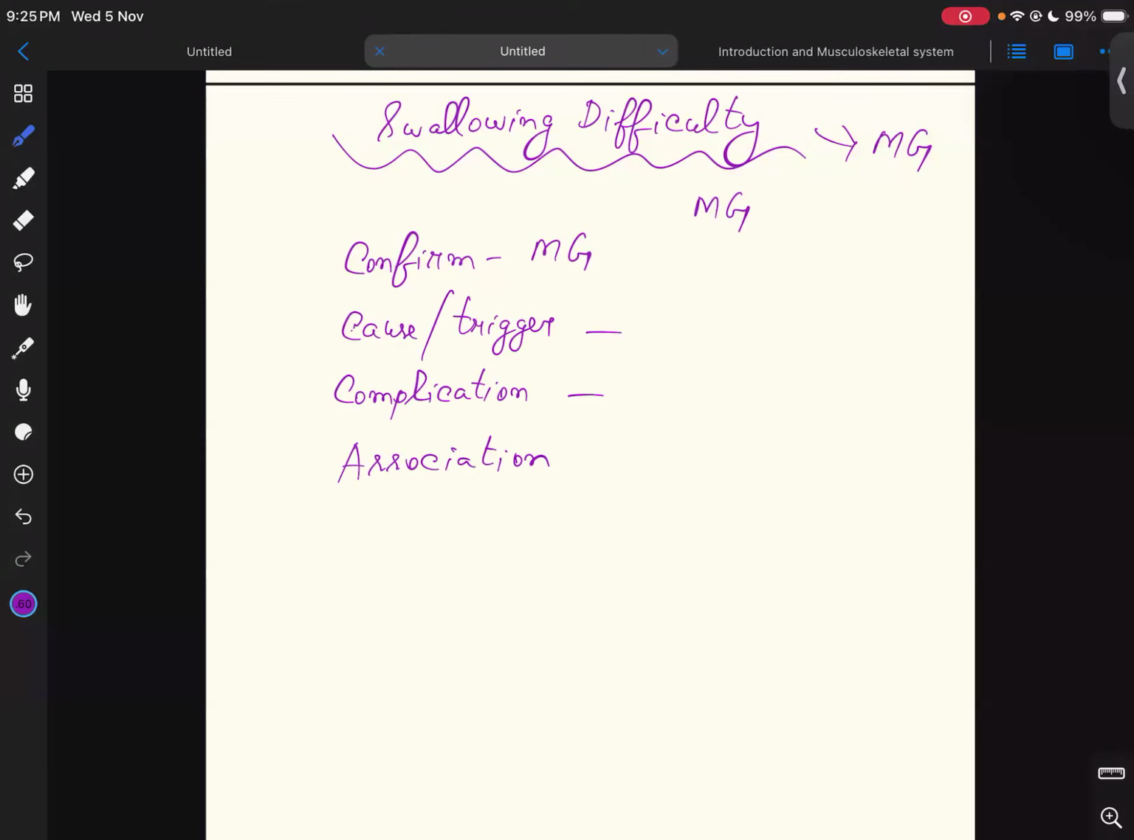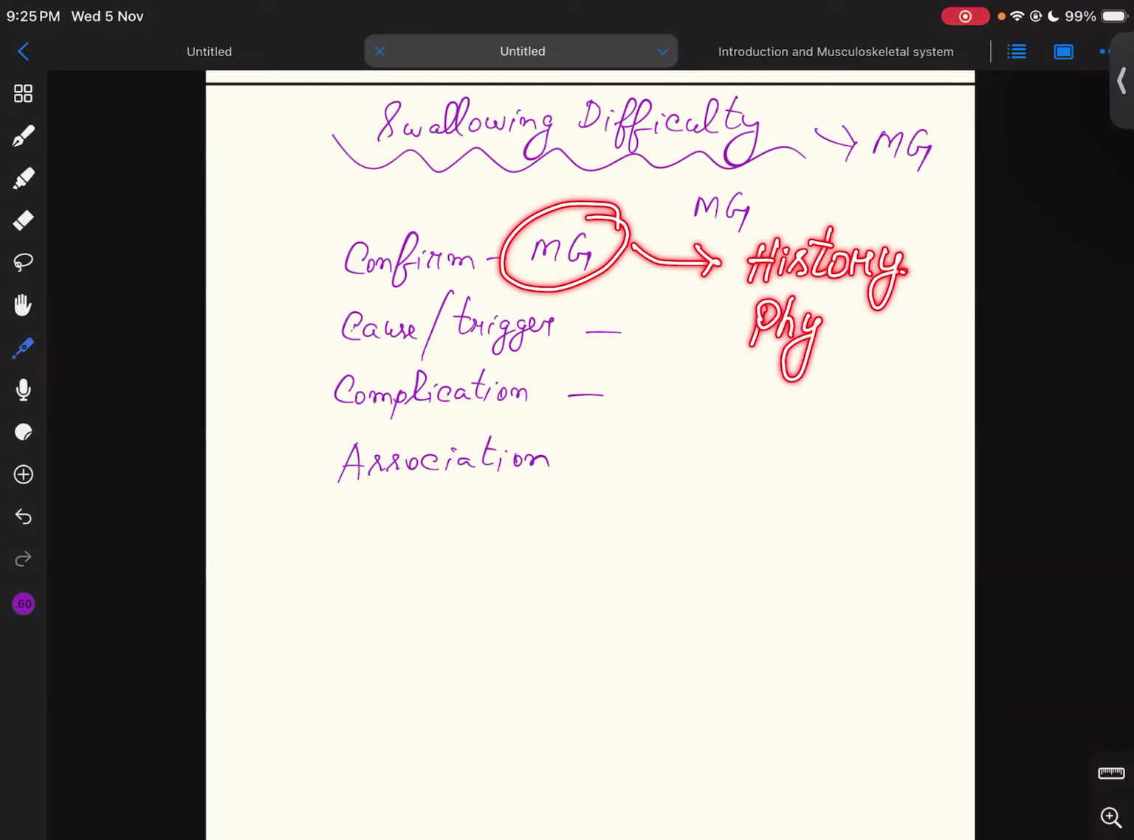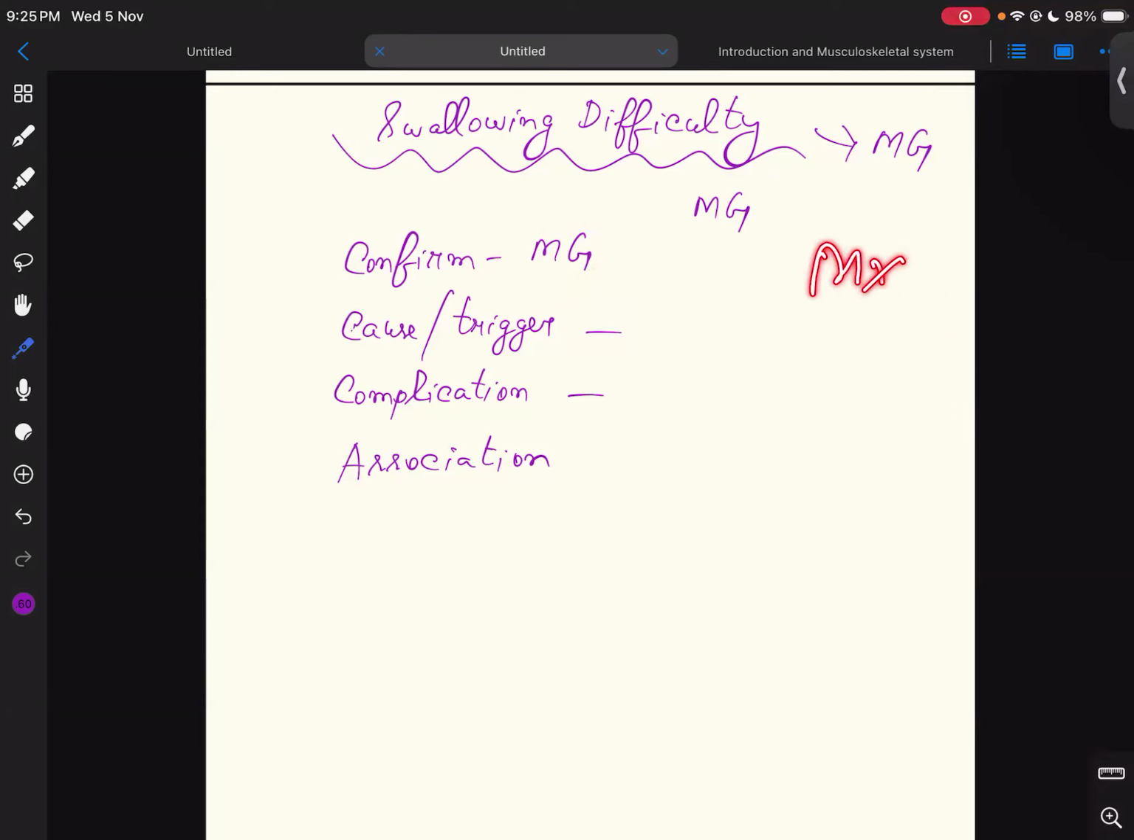To confirm myasthenia gravis, I have to confirm it first from the history. I will teach you individually how to confirm the diagnosis of myasthenia gravis from the history. Then from the physical examination, I have to confirm that this is myasthenia gravis. Then during investigation, to confirm my myasthenia gravis, I have to tell certain investigations. Also, during management, I have to manage the myasthenia gravis. So let me start one by one.